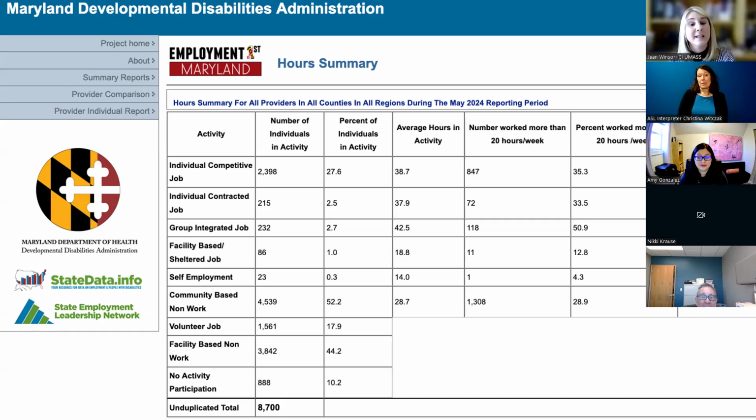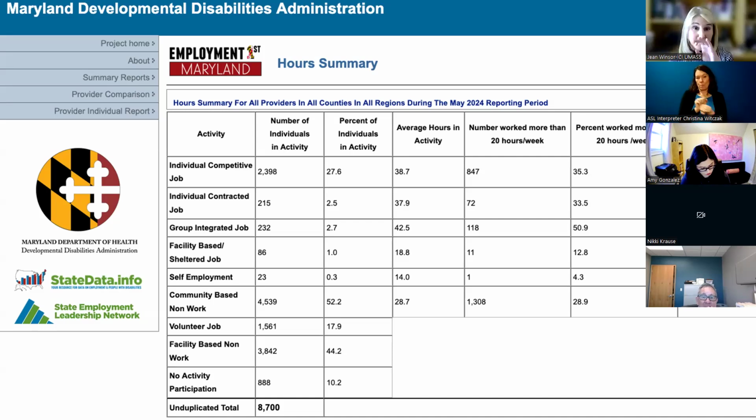There is also a piece here where they're differentiating individual competitive job from individual contracted job. If you think about Maryland and where they're located, they have a lot of AbilityOne contracts. And so they didn't want to exclude those from this, but they also wanted to make sure that it was identified differently than an individual competitive job. And the same with their group integrated employment.